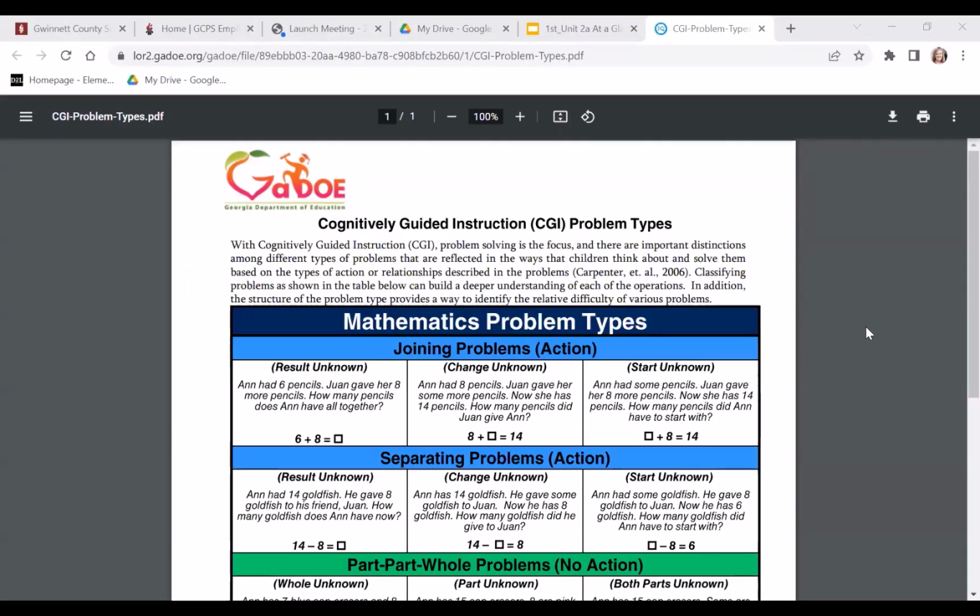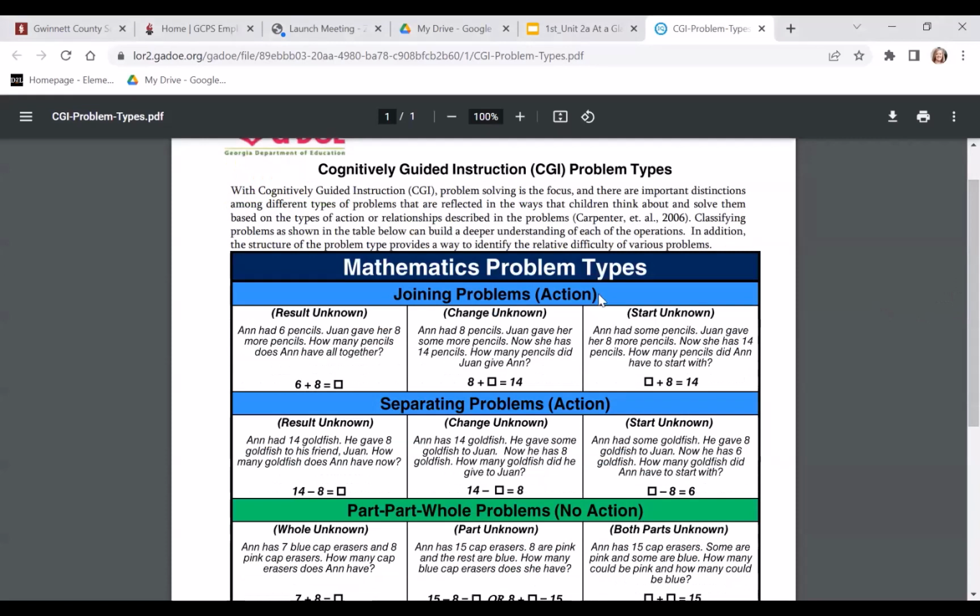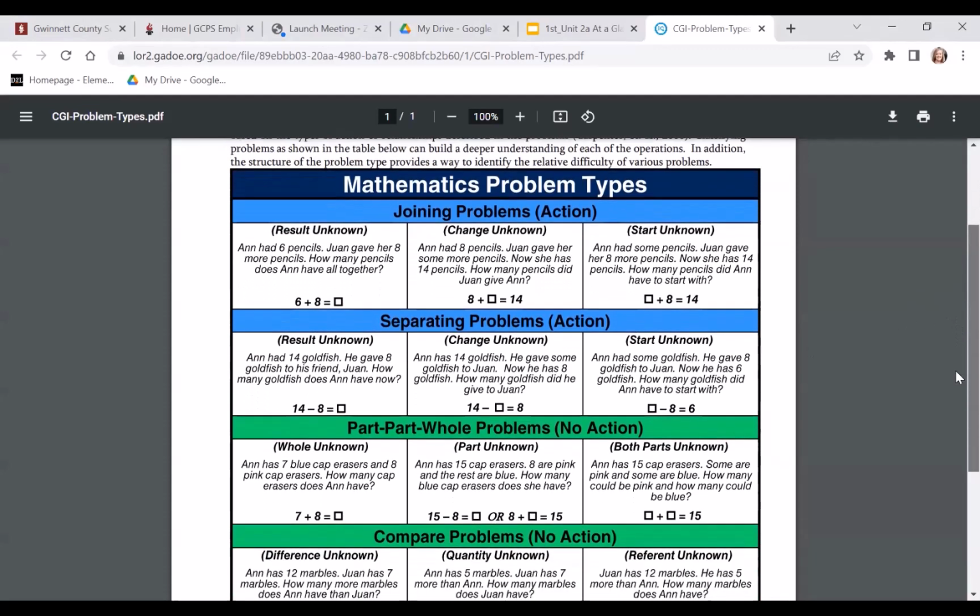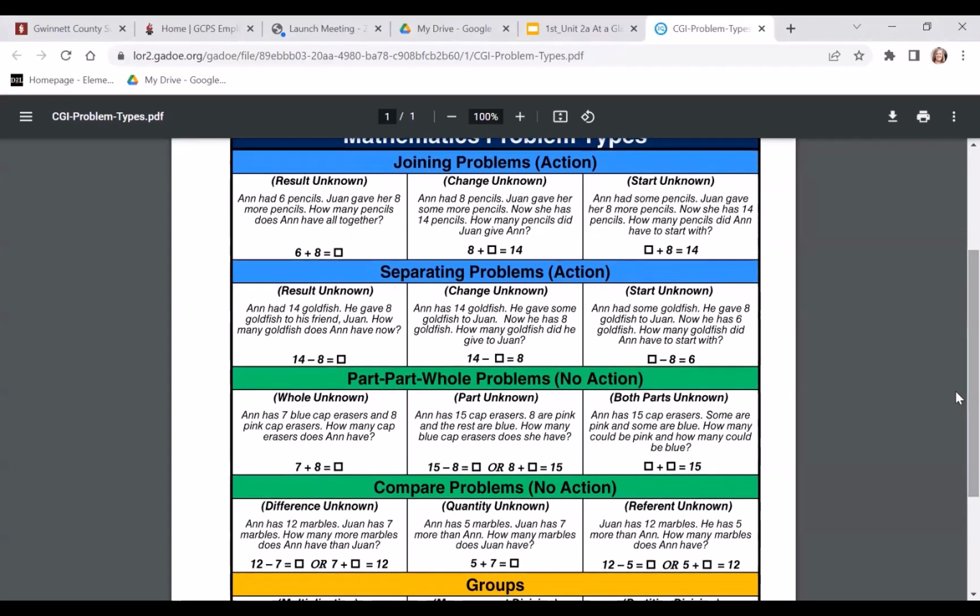The Georgia DOE has provided a document that shows the different problem types that students are expected to know and master. You will see that the problem types begin with action problems. We have joining problems that involve an action happening and separating problems that will also involve an action happening. As we progress through the problem chart, we move to problems that have no action, part-whole problems, and compare problems. The further down the chart and the further to the right are problems that would be more difficult for students to solve.